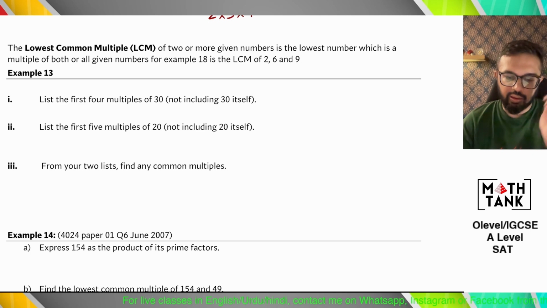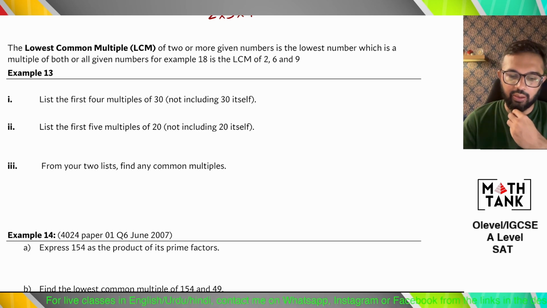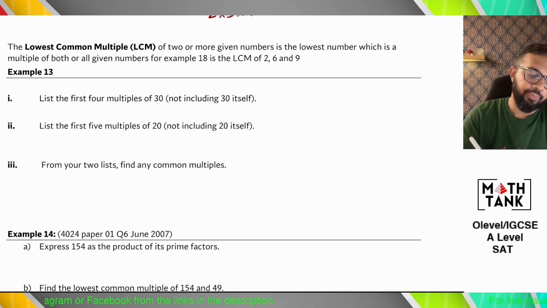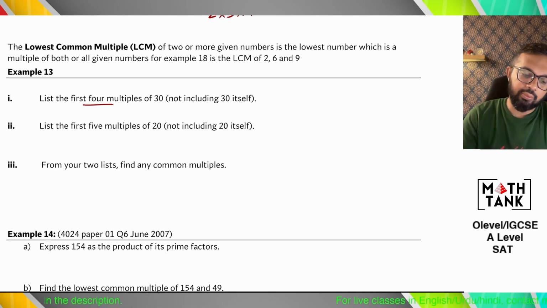The lowest common multiple of two or more given numbers is the lowest number which is a multiple of both or all given numbers. For example, 18 is a multiple of 2, 6, and 9. That's fine, we know that. Let's find out the LCM process manually now.